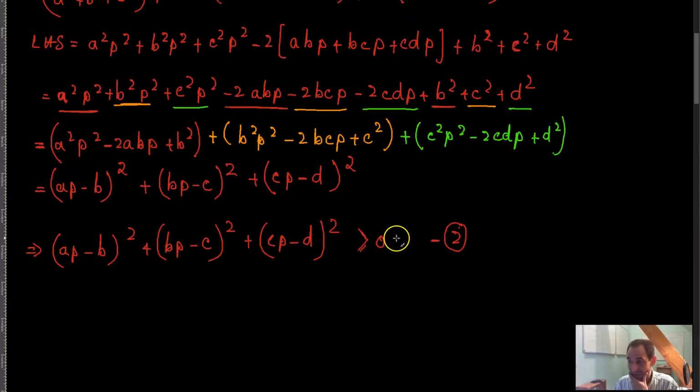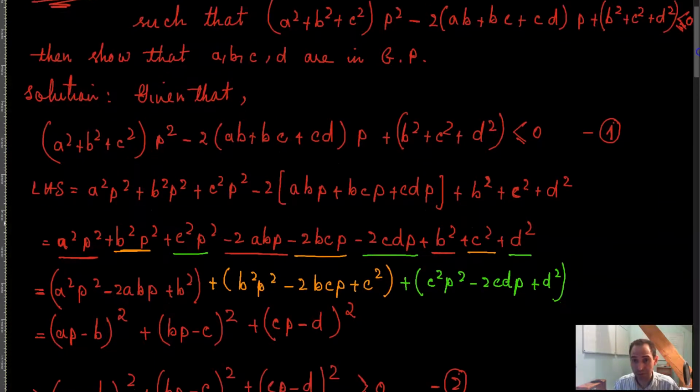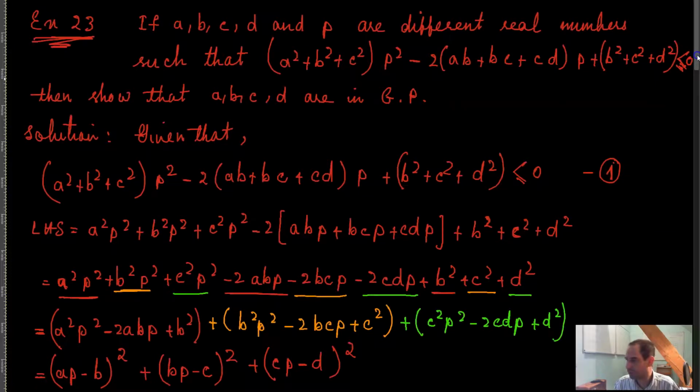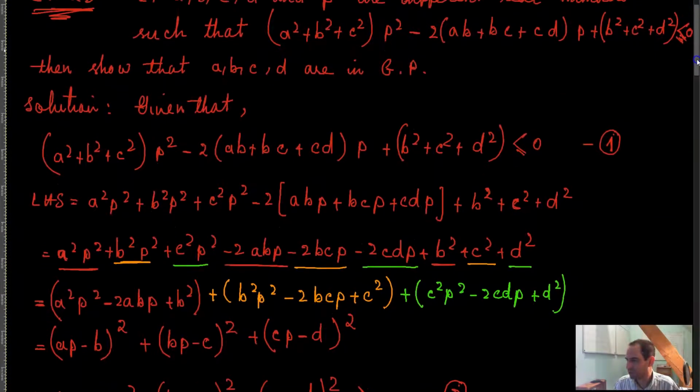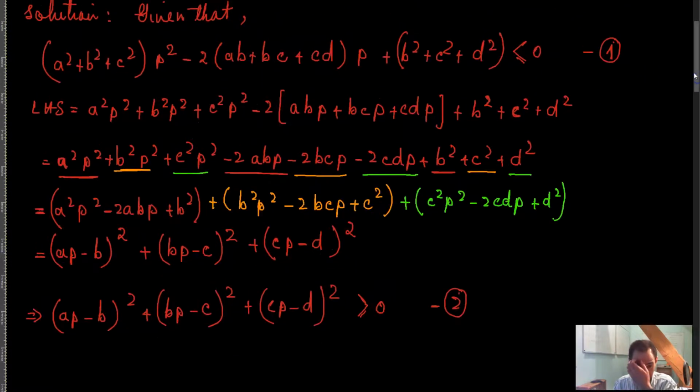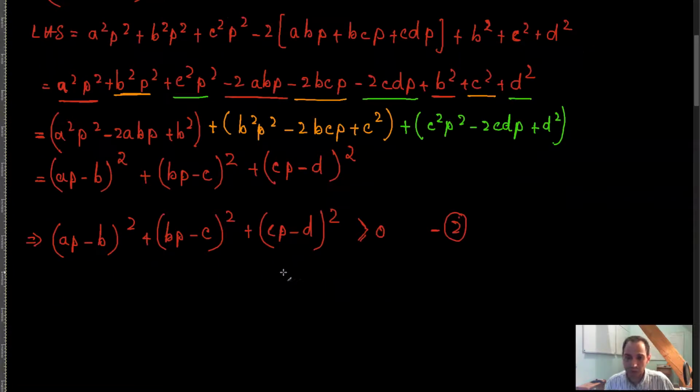Now, you can say that since the sum of the squares of real numbers is non-negative, therefore from 1 and 2 we have, so from 1, we said that this is of course less than or equal to 0. This is the LHS. This is less than or equal to 0, and here we have the same thing, greater than or equal to 0.